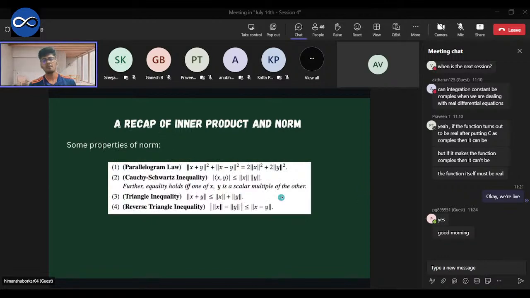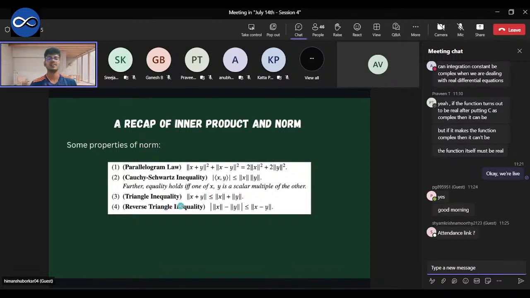And there are some properties of norm. If you want, you can take a screenshot of this and note them down. These are just properties. You can easily prove them. It's up to you. Parallelogram law, and then you can just expand these norms and get this Cauchy-Schwarz. This is actually a good one. Try proving this. Then the triangle inequality, we know this from middle school, and the reverse triangle inequality is just the inverse of this. So you can go through these.